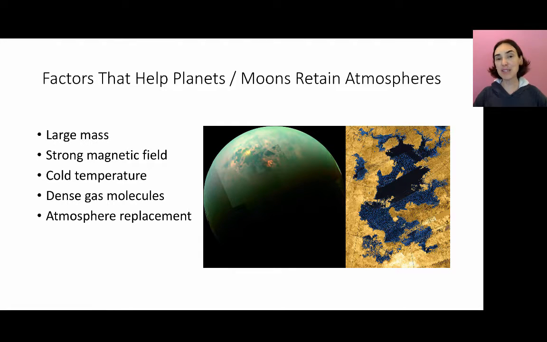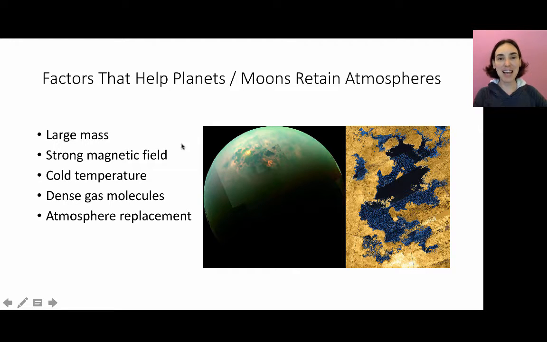And also, if the planet can replace its atmosphere, like if it has volcanoes that spew gas out of them, or plate tectonics or geologic activity, then the atmosphere can get replenished, and that will also help a planet or moon retain its atmosphere. So there are a lot of factors. For example, Venus has a smaller mass than the Earth, but it has quite an impressive atmosphere, as we'll see.